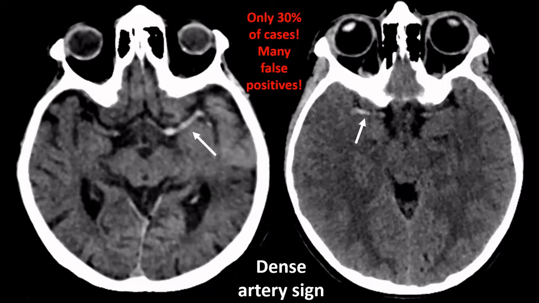There are many false negatives because you only have a hyperdense artery sign in 30% of cases, and you can also have false positives. For instance, if a patient has atheromatosis of the main branch of the cerebral artery. So this sign does not obviate you from the need to do a CT angiography.